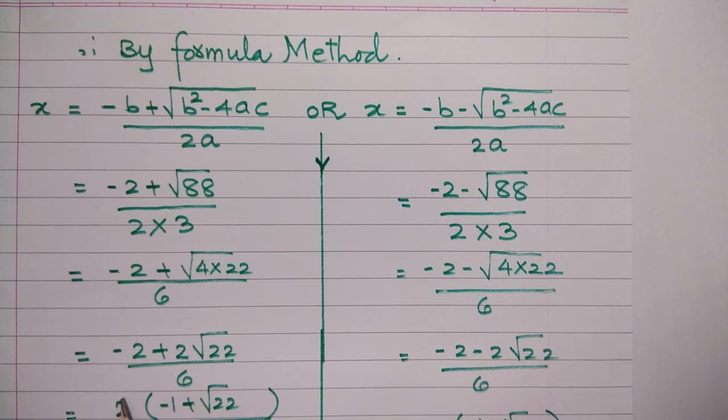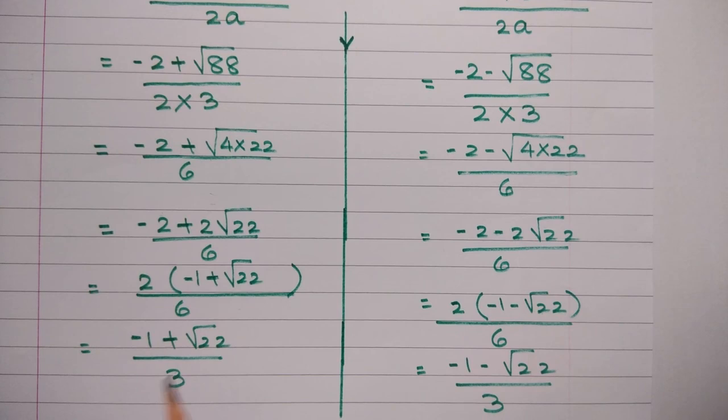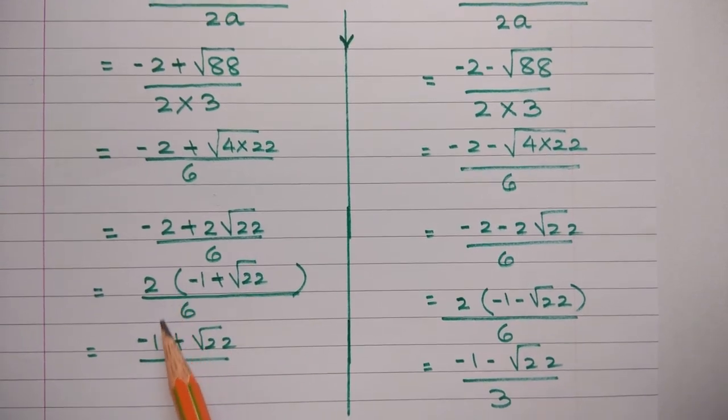Divide 6 by 2, so it will be 2 1s are 2, 2 3s are 6. In the denominator you have 3, so here it will be minus 1 plus under root 22 upon 3 and here it is minus 1 minus under root 22 upon 3.